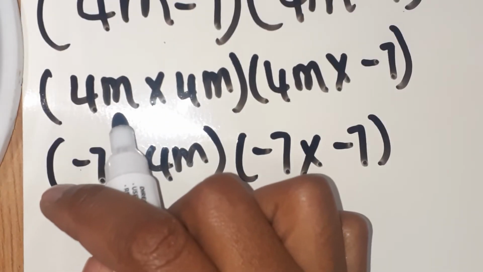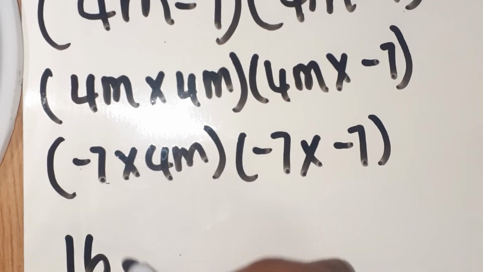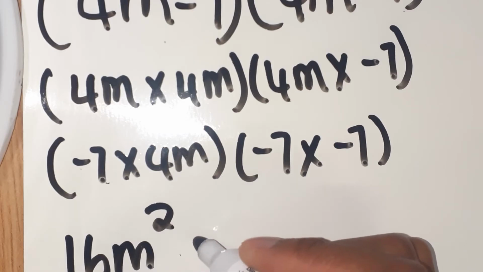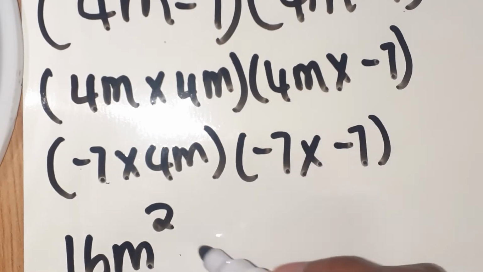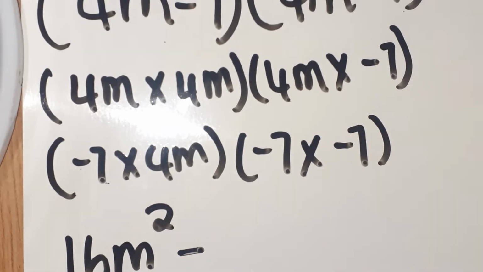Now, 4m times 4m, we have 16. M times m, that's m squared. And then we have 4m times minus 7, that will be negative.